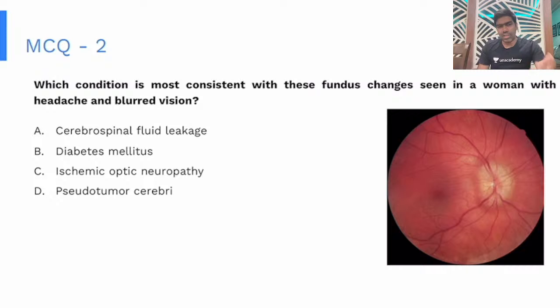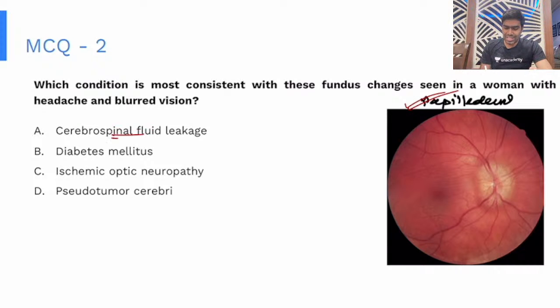So this is a very easy one. Which condition is most consistent with these fundus changes in a woman with headache and blurred vision? Of course, this is a patient who is presenting with papilledema. So whenever you see a patient with papilledema, you're going to think about raised ICP, right? So whenever you're seeing a patient with papilledema, you're going to think about raised ICP.